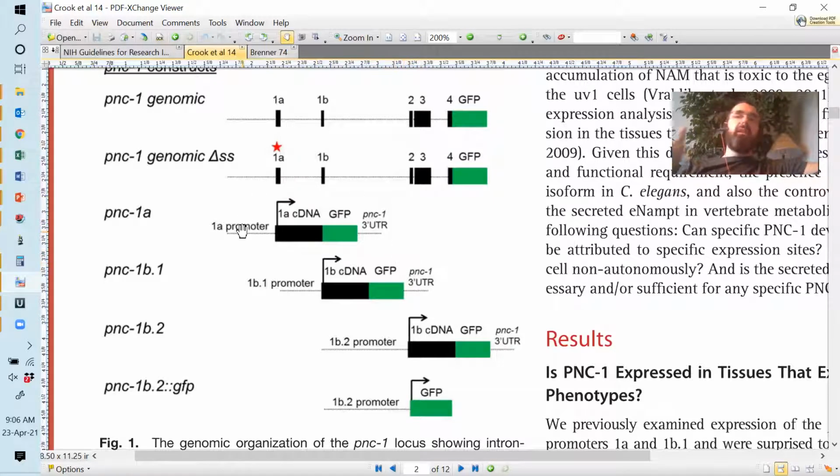So the whole regulatory context, and this is important because things can change a lot if you don't take those precautions, the whole regulatory context is what it should be in the worm itself. It's just that we've stuck a protein from a jellyfish in there that's going to glow green.